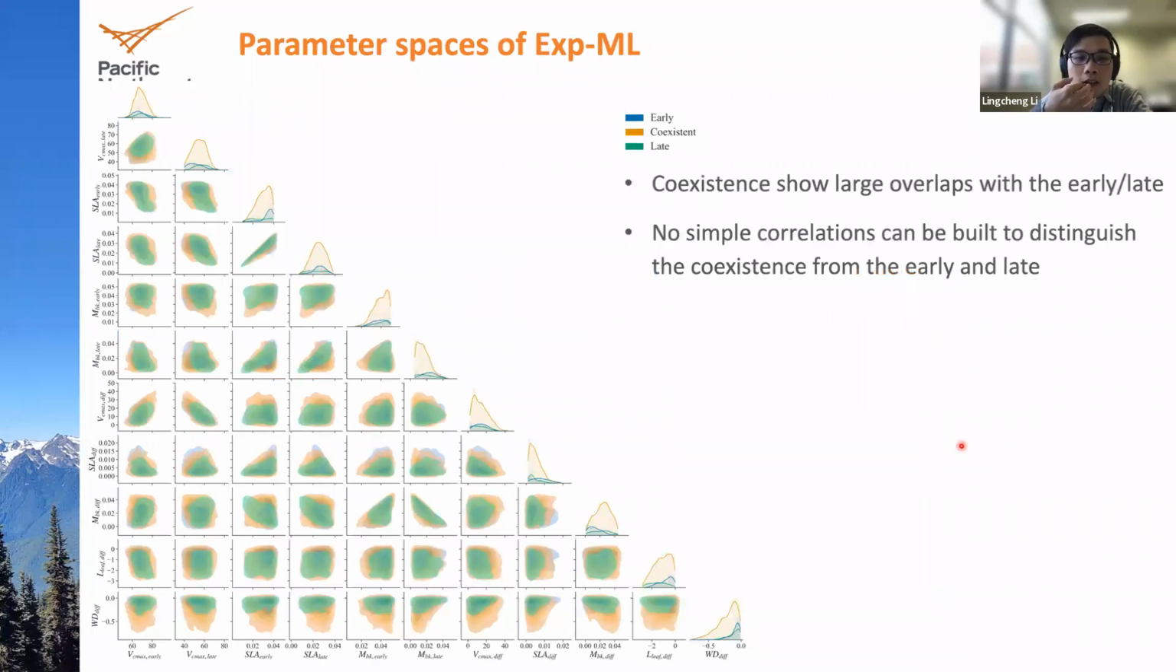Here we look at what the machine learning selected parameter space looks like. After the simulations, we can see the yellow color is coexistence, and the other two colors are for either early or late. The yellow color mostly overlaps with either the green or the blue color, which means from our visualization analysis, we cannot distinguish coexistence from early or late. So there's low sample correlation that can be built to distinguish coexistence from the early and late, which means the machine learning is considered better than our visualization analysis.